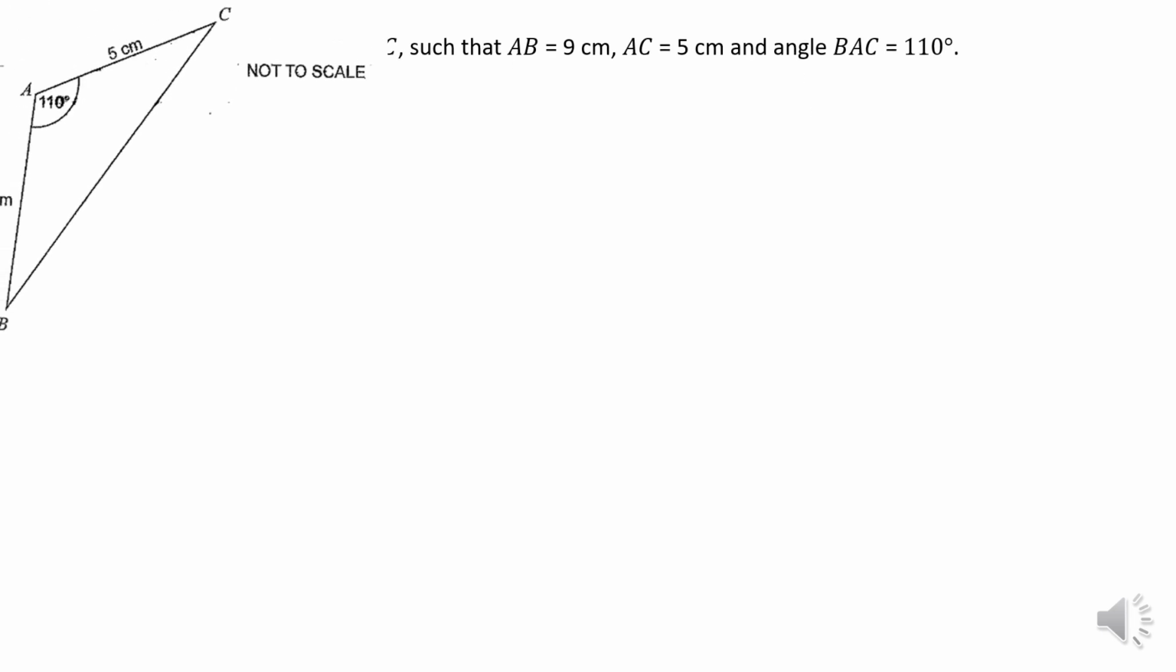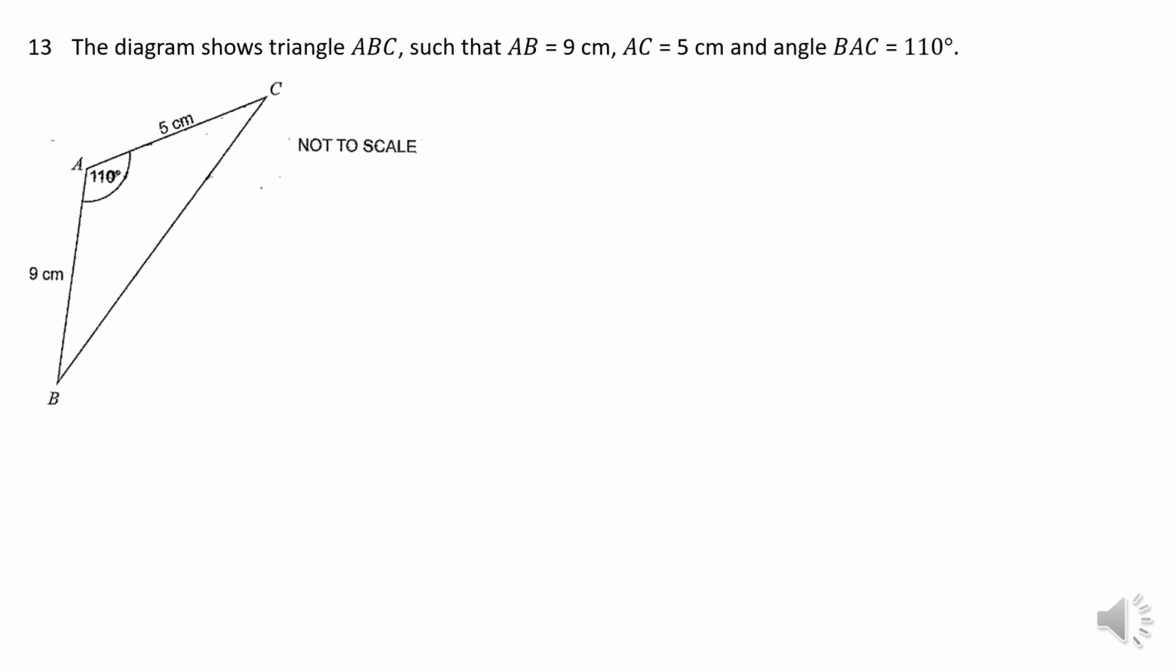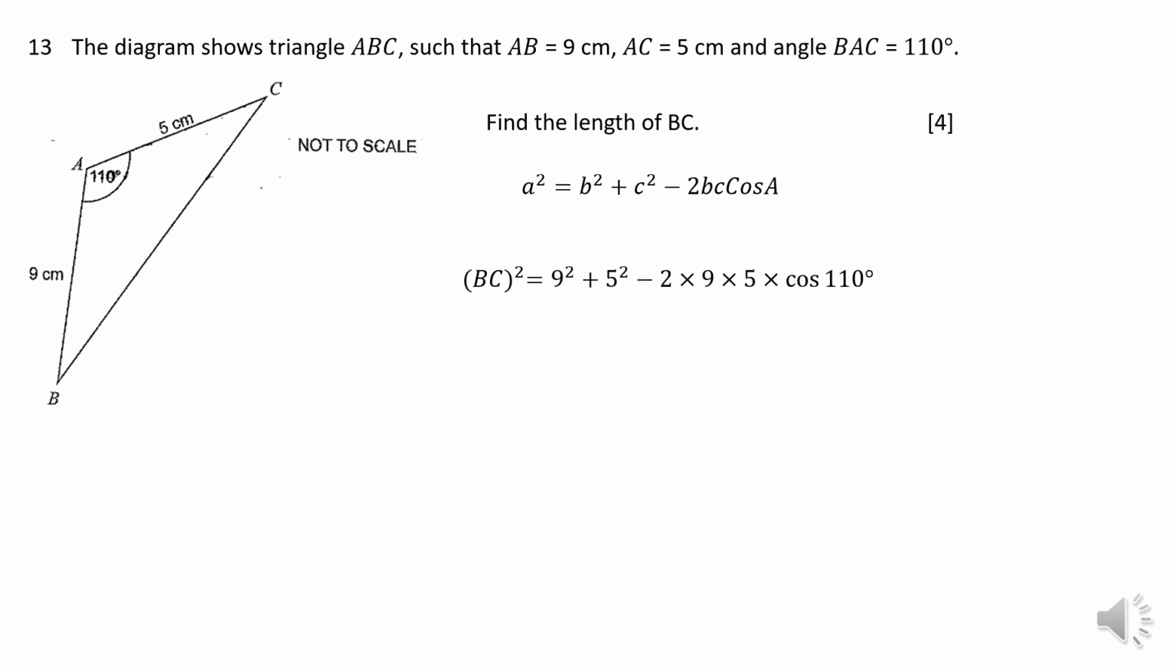Then question 13, trigonometry again. This one was well answered. The diagram shows triangle ABC. As you can see, AB is 9 centimeters, AC is 5 centimeters. You have 2 sides flanked by an angle. You're supposed to find the third side. So in order to find the third side for 4 marks, you have to know your formula. That is the formula to calculate the third side using the cosine rule. So you don't get a mark for writing the formula, but if you have it, you punch it in on your calculator, you should not have a problem.